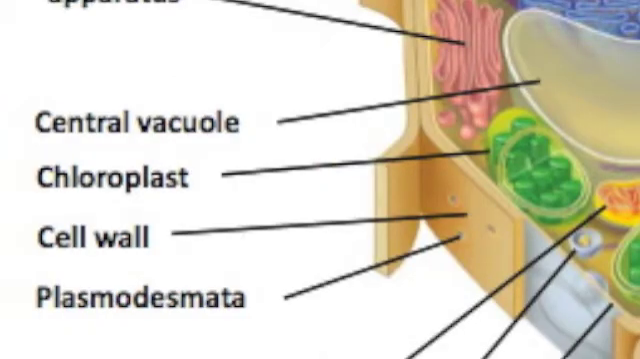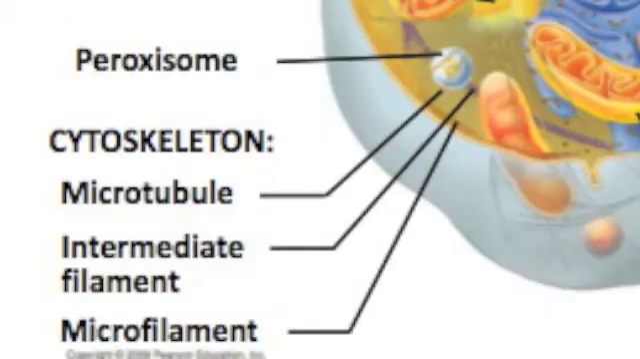Chloroplasts are responsible for photosynthesis, the trapping of light energy for the synthesis of sugars, which creates energy. They are also surrounded by a double membrane and contain DNA, and are found only in plant cells.